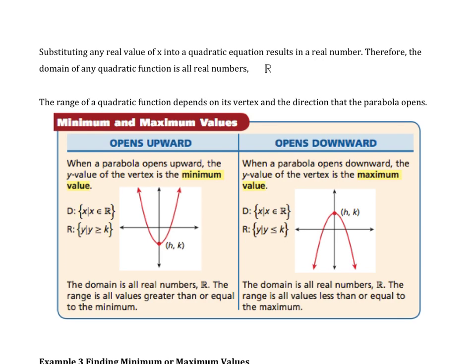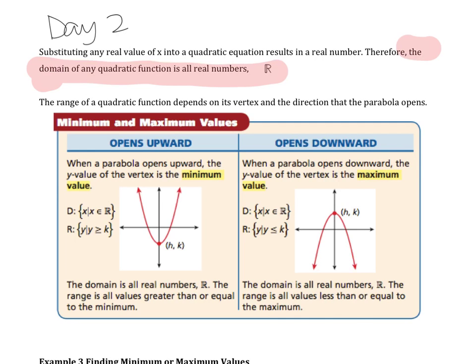Okay, in 5.2 day 2, we're going to extend our properties a little bit further. If we take our function and we substitute any value for x, we'll get a result. So that means that the domain, which is x values, is all real numbers. That's because it opens up or down, and any value of x can be substituted in and we'll get another real number.